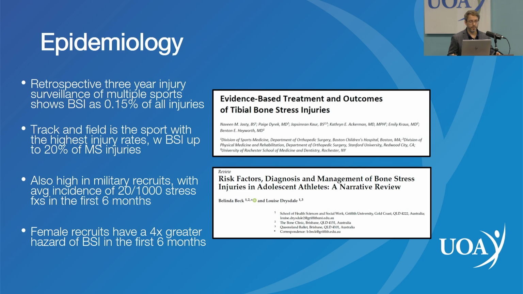Retrospective reviews have shown that bone stress injuries can occur in up to 0.15% of all injuries, but this can be up to 20% of all musculoskeletal injuries in track and field athletes. Bone stress injuries are also high in military recruits. There's an average incidence of 20 in 1,000 stress fractures in the first 6 months. Female recruits have a 4-times higher risk of bone stress injury in the first 6 months as well.